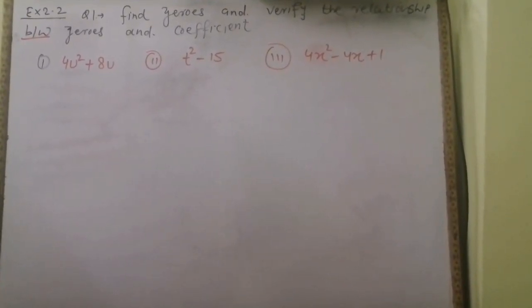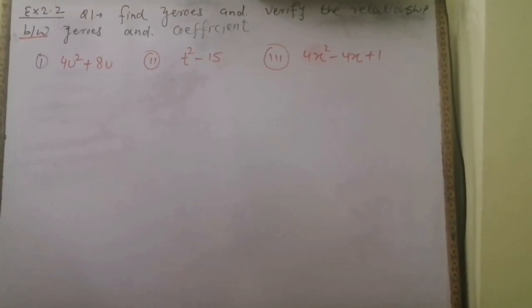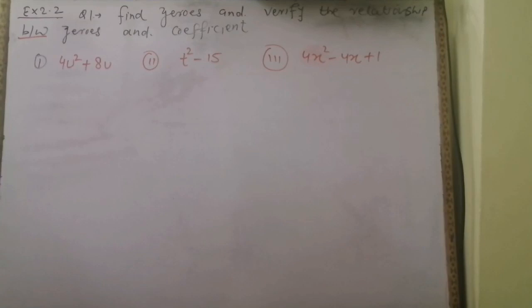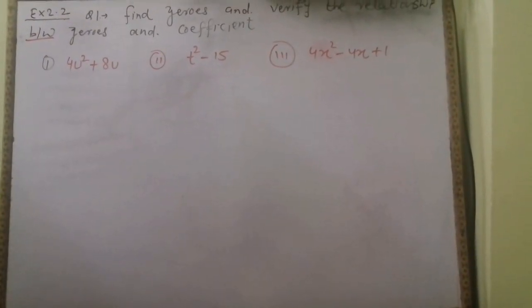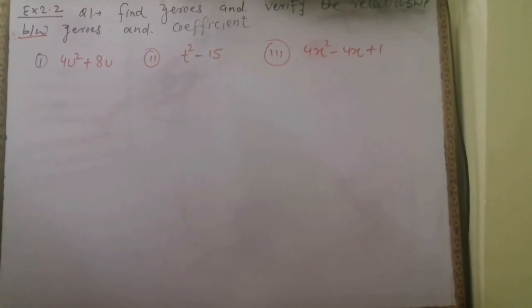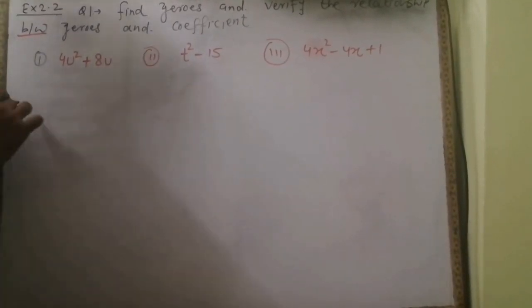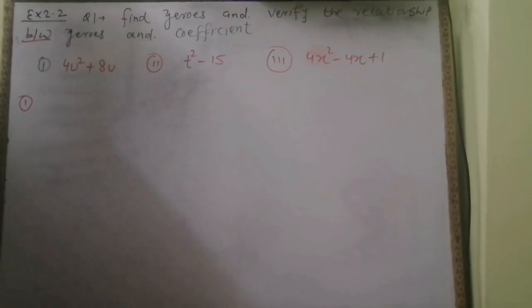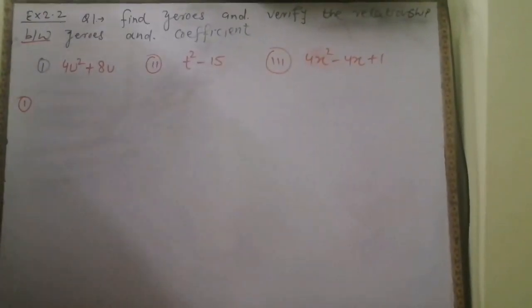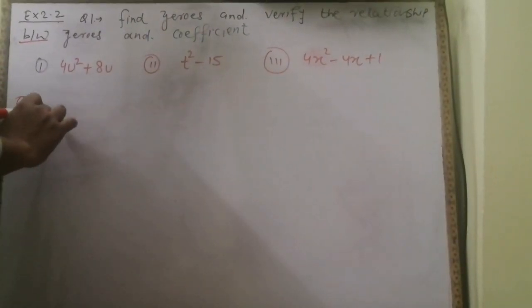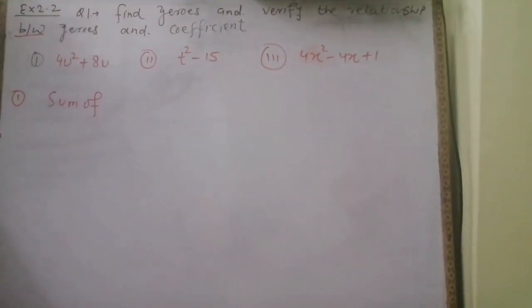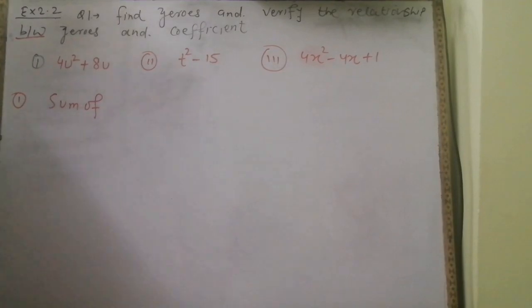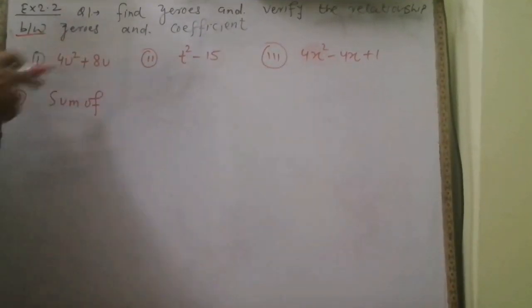In the last video you saw what the relation between zeros and coefficients is. I have already established the relationship between zeros and coefficients. Now I can just revise it for you, so you can see the relationship between zeros and coefficients. First relation is that of the sum of zeros. Just for recap I am revising the things.